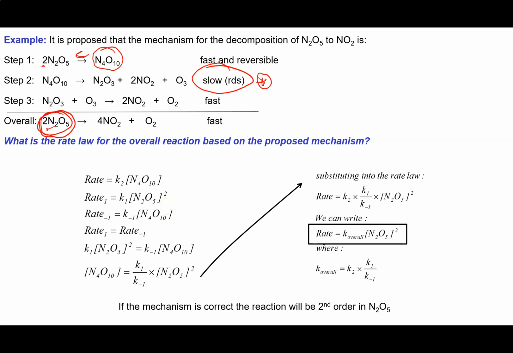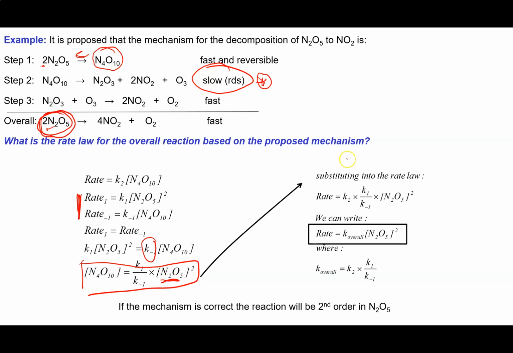that is first order. Now, because the N4O10 produced is consumed slowly, we'll obtain a situation where the rate of these two things are equal. So the rate of the forward reaction for step 1 will equal the rate of the reverse reaction for step 1, and now by dividing both sides by K to the minus 1, I can get an expression for the concentration of N4O10 in terms of N2O5.